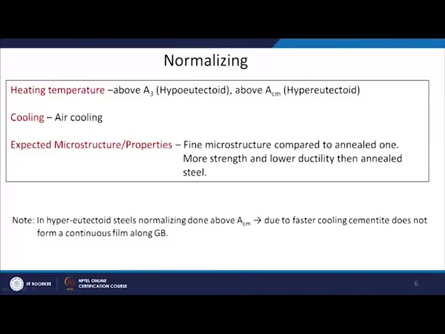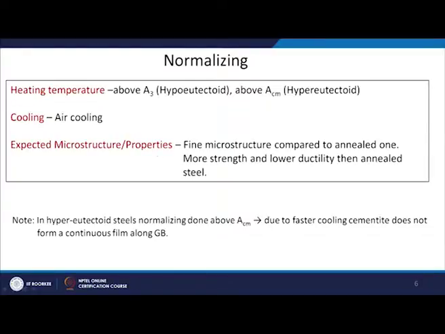Normalizing: heating temperature above A3 as we discussed for hypoeutectoid and above ACM for hypereutectoid. So, in this case I am going above A1. Why will I be able to do that? Because I am doing air cooling. So, in this case your chances of getting those continuous networks of cementite are not there.